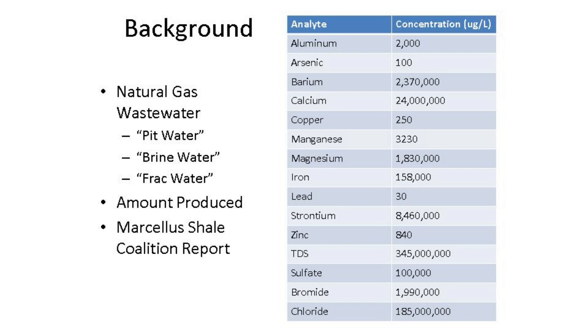what is really high in this flowback water is particularly something like barium. This is 2,370,000 parts per billion, or 2,370 parts per million. Another thing that's very high in it has high levels of magnesium. It has high levels of strontium.